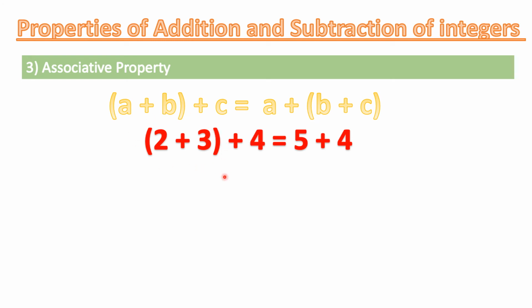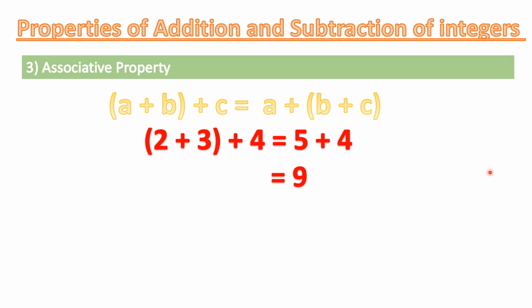Since there is a bracket, I should solve 2 plus 3 first. It's not that I can solve, but I should solve. That is the way of solving. Whenever you see a bracket, you solve that first. So 2 plus 3 is 5, and plus 4 will remain plus 4 itself. Now 5 plus 4 we get 9. So that means (2 plus 3) plus 4 is 9.